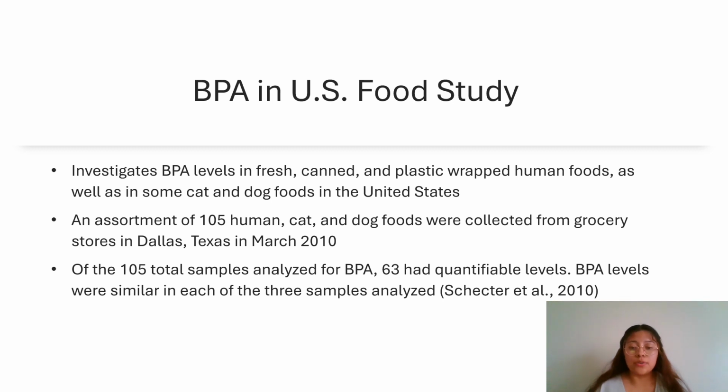BPA in the U.S. food study. This was a study that investigated BPA levels in fresh, canned, and plastic wrapped human foods, as well as some cat and dog foods in the United States. An assortment of 105 human, cat, and dog foods were collected from grocery stores in Dallas, Texas in March 2010. Of the 105 total samples analyzed for BPA, 63 had quantifiable levels. BPA levels were similar in each of the three sample types analyzed.